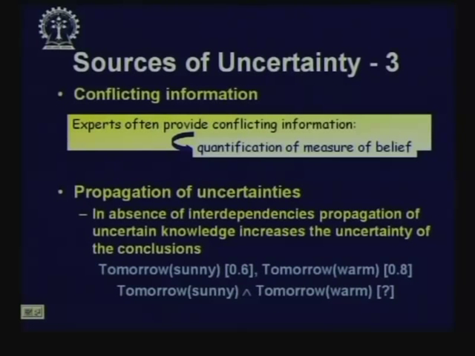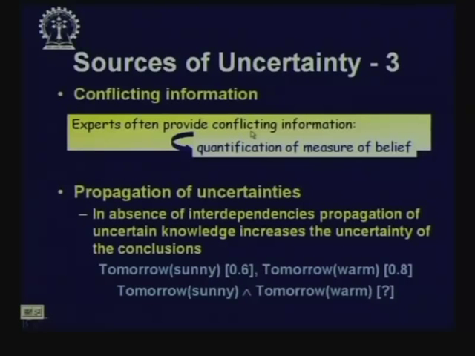The third source of uncertainty comes from the fact that there is conflicting information. You take a patient with some complicated symptoms and go to two different doctors. It is quite likely that the two doctors may differ in their opinion if the disease is not a run-of-the-mill regular thing, but some very new, peculiar symptoms, and there are different groups of doctors who may differ in their opinion. So experts often provide conflicting information because the actual truth is not known with certainty.